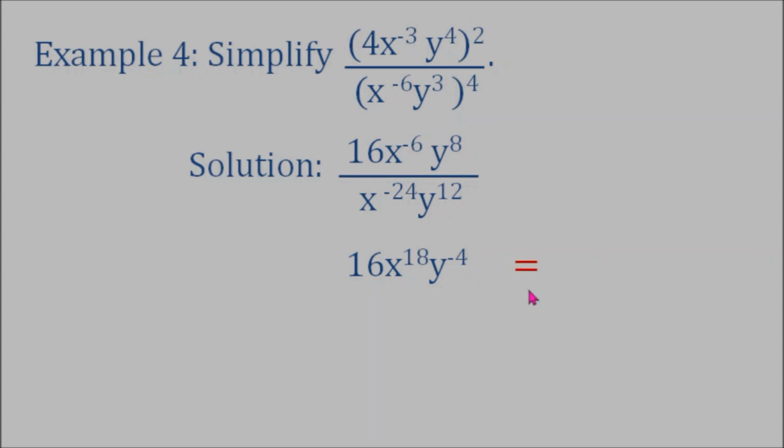Now we are going to write down the factors with positive exponents. We have 16x to the power of 18. Then we are going to move this y to the power of negative 4 to the denominator, making the negative 4 positive. So this is our answer. 16x to the power of 18 over y to the power of 4.